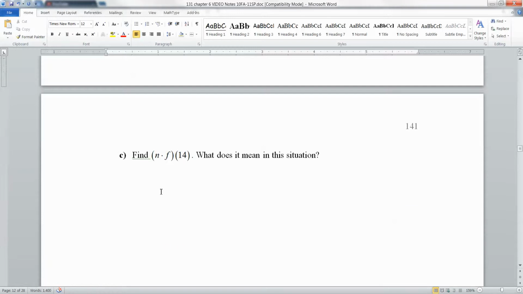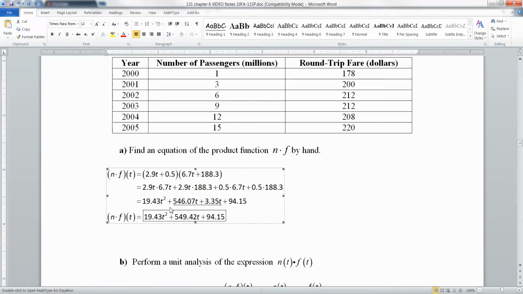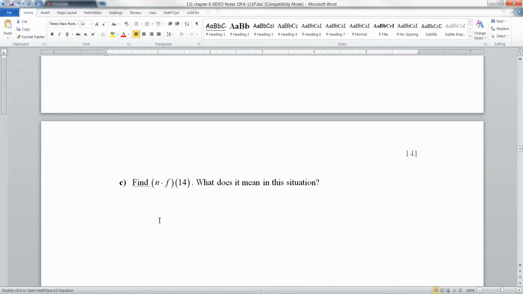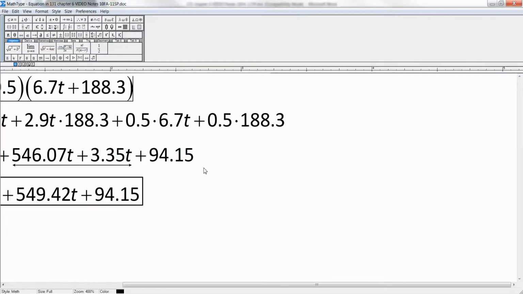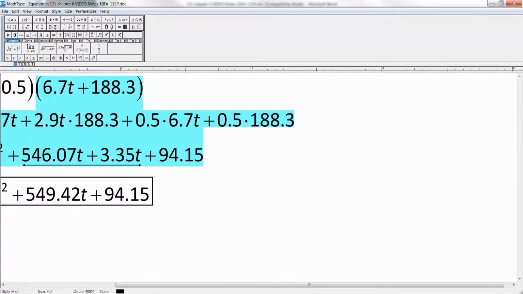All right, so now let's go find n times f of 14. So that's where I need this part. So I want n times f of 14. Delete all this stuff.